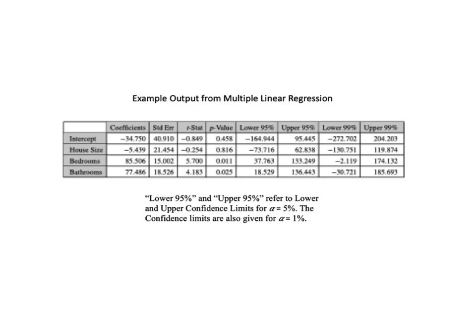For the rows, intercept, and the 3 variables, house size, bedrooms, and bathrooms. If we select alpha equals 5%, then 1 minus alpha equals 95%, and the two columns lower 95% and upper 95% show these confidence bounds.